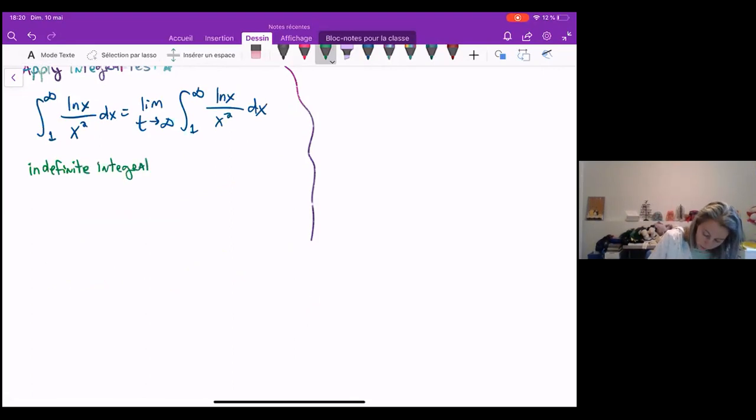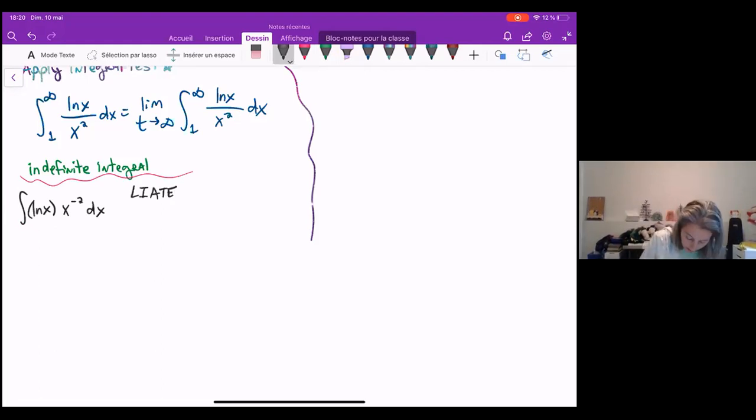Which is going to involve an integration by parts. So we'll have the integral of ln x times x to the negative 2 dx. We can use LIATE, our mnemonic device, to see that our u should be ln x. So our du is 1 over x, and our dv will be x to the negative 2. We want the integral of that, so our v will be negative x to the negative 1.